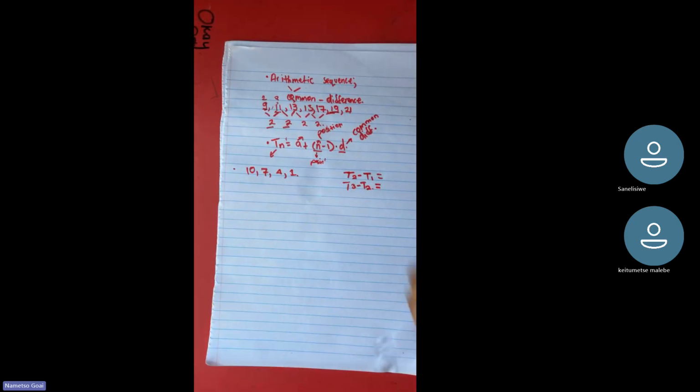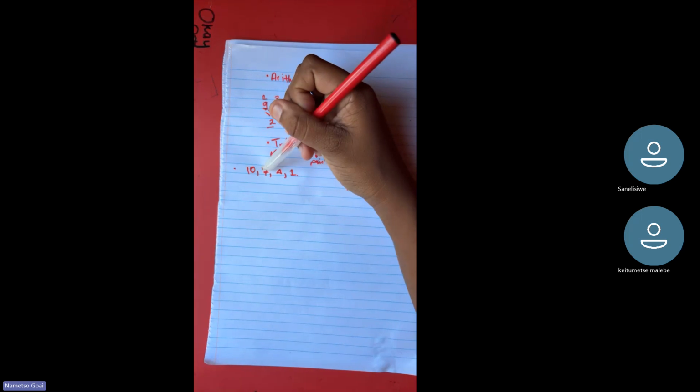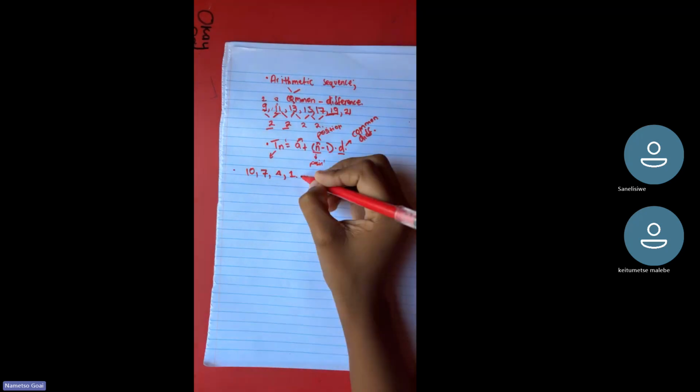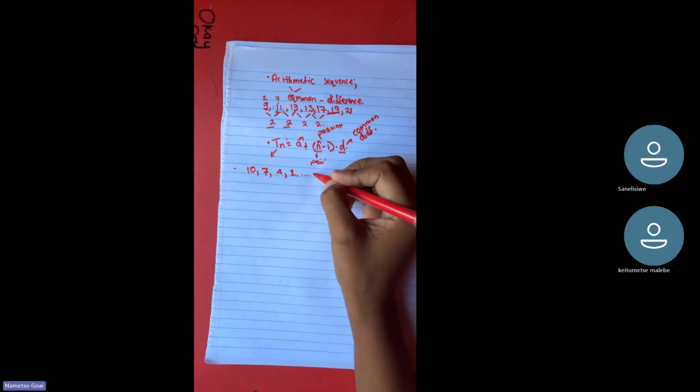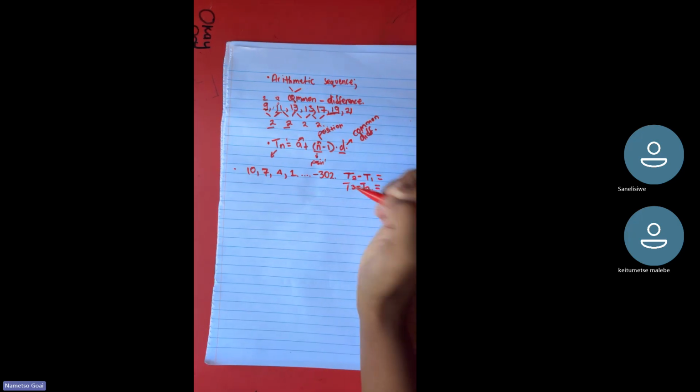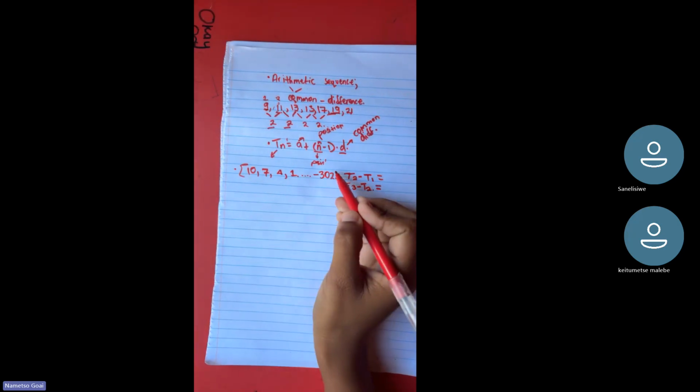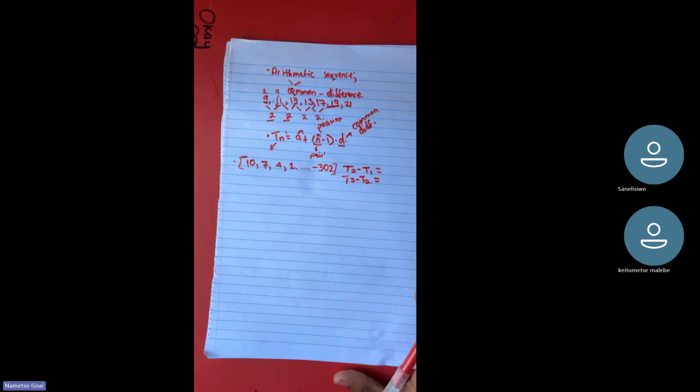Sorry about that. But I'm back. Okay, so we had a 10, a 7, a 4, and a 1. This is what we're working with. And it extends all the way to negative 302. So these are our terms in this sequence right here.